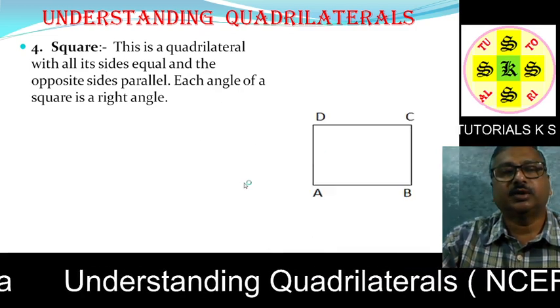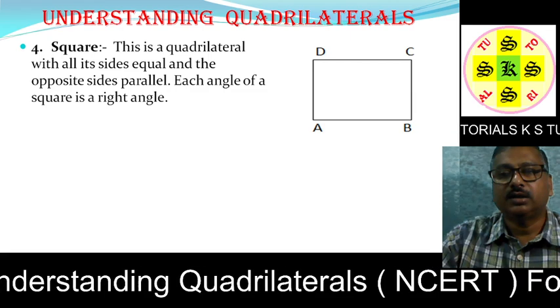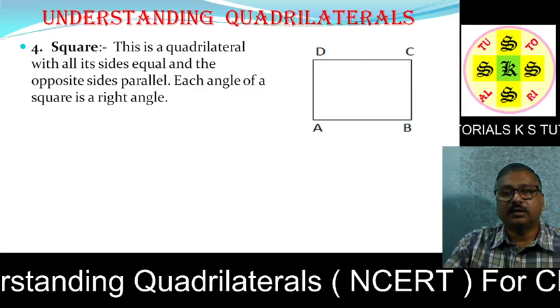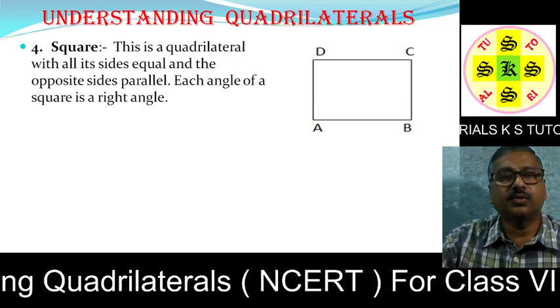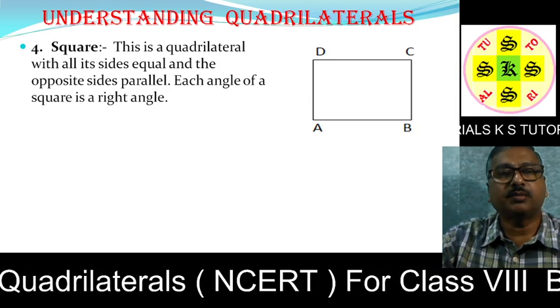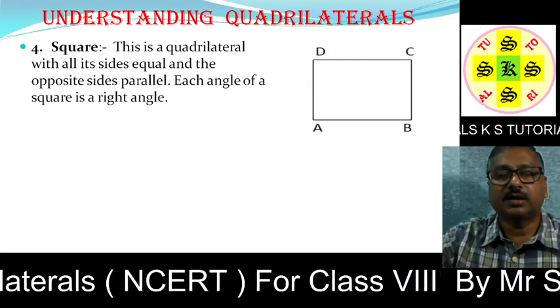Now square. Come to square. This is the figure of a square. Here ABCD is a square. So see the definition. This is a quadrilateral with all its sides equal and the opposite sides are parallel. Each angle of a square is right.